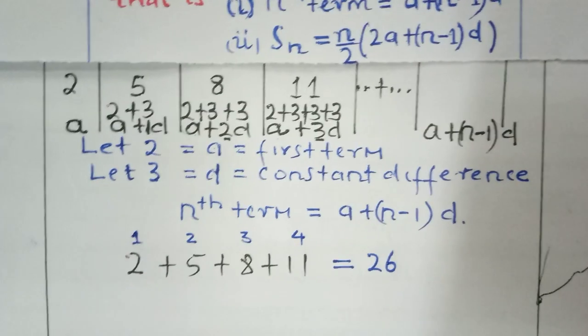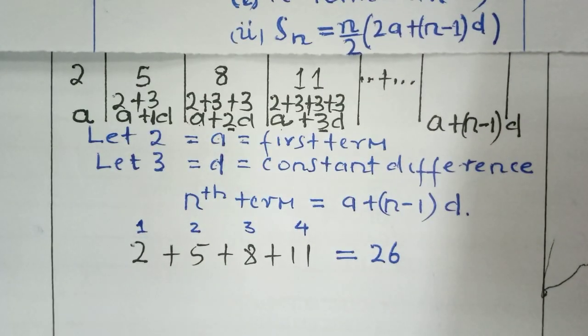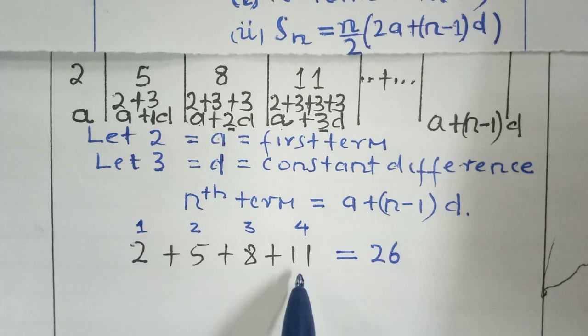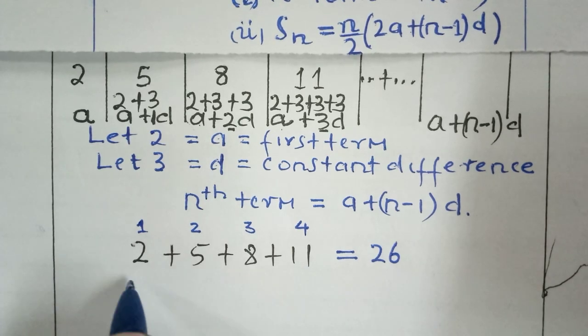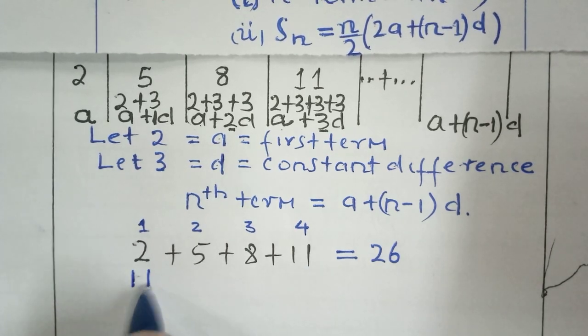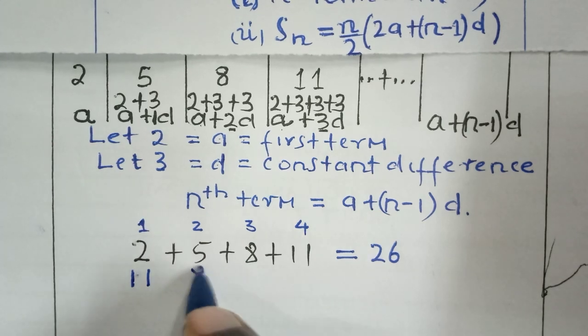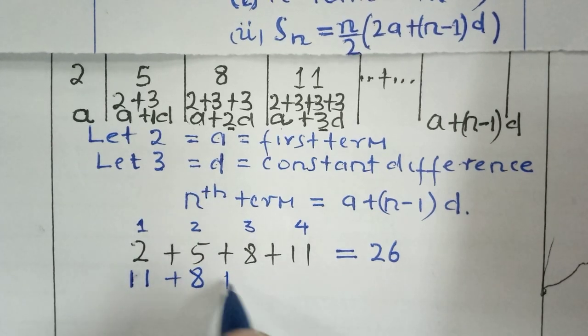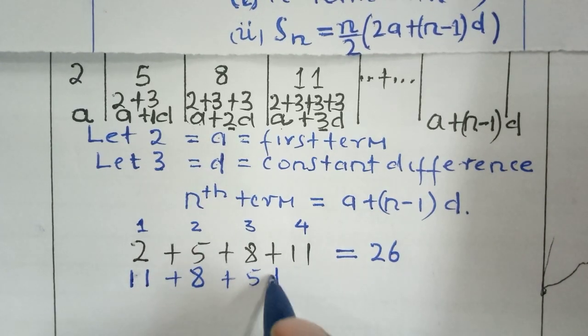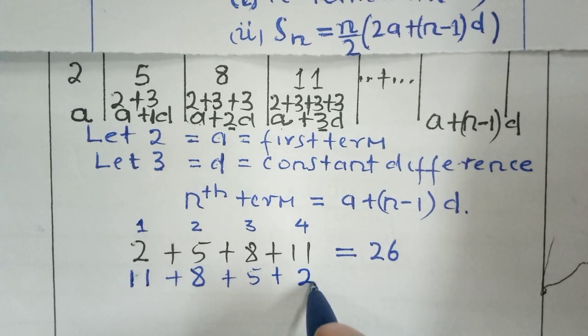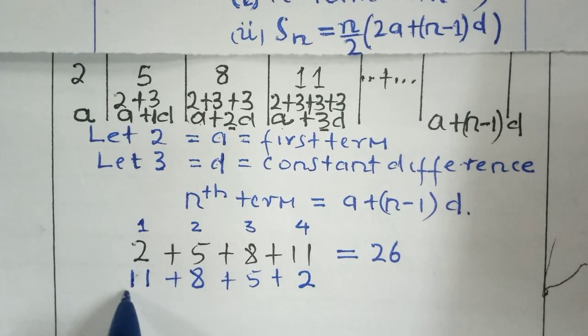Now, guys, let's do this. We now revert. This 11, we put it here. We put them in reverse here. So now I start with 11 there, I put 8 there, I put 5, and then I put 2. Let's see what happens if I add them here.